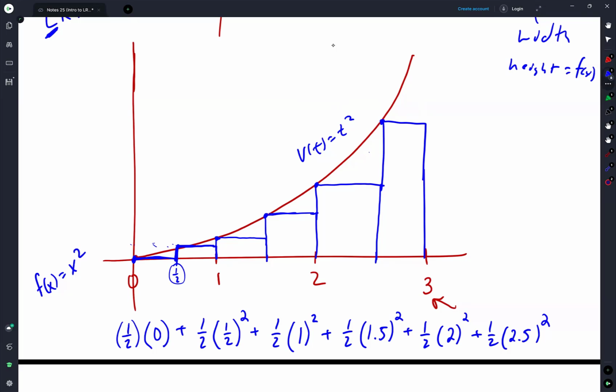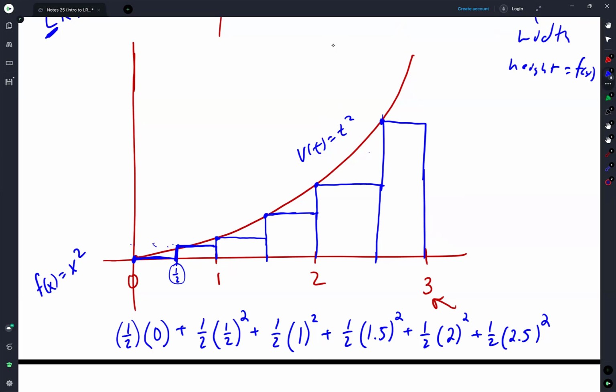Because we're doing left rectangular. So between 2.5 and 3, I have to use the leftmost point. So I have to use a point at 2.5. I can't use a point at 3 because I have to go left to right. Are we okay, guys?